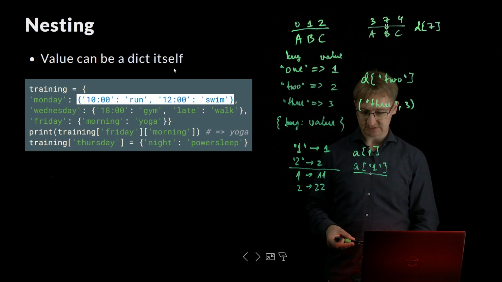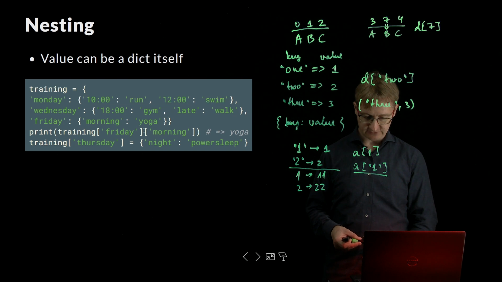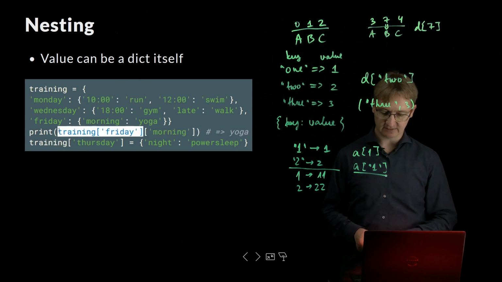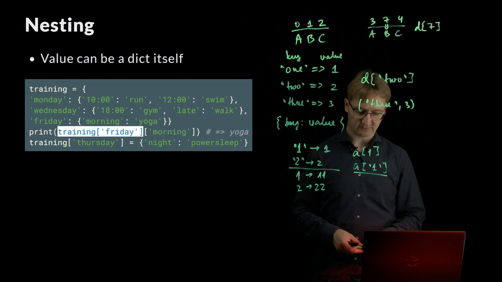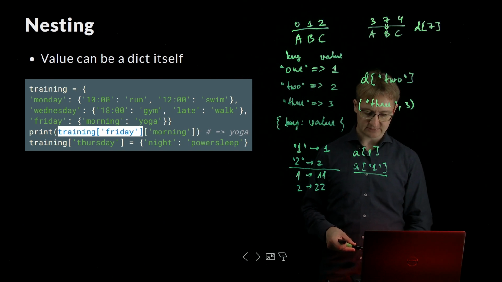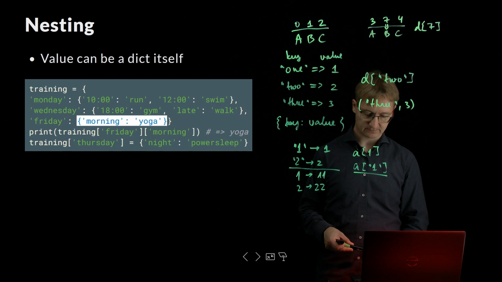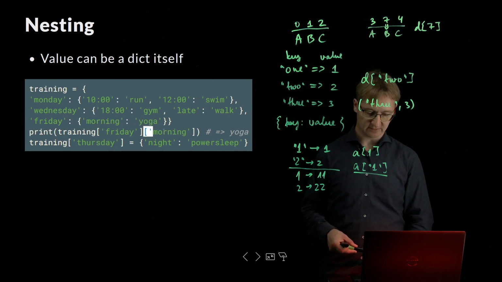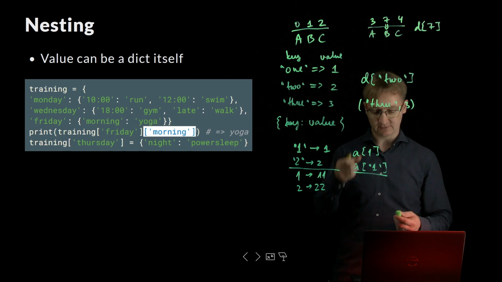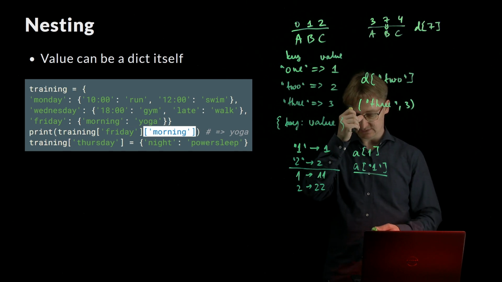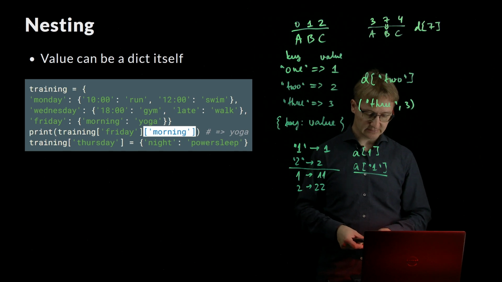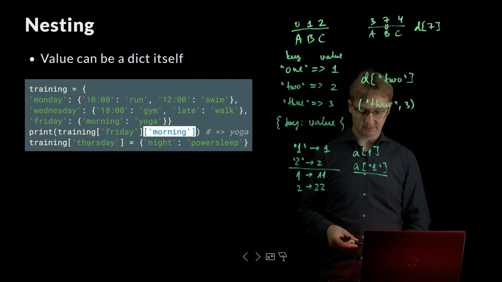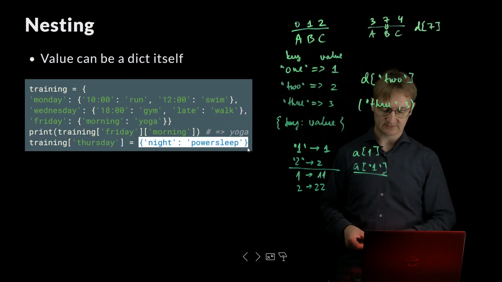And for example, just to get a certain value, I first use the dictionary training in the position of Friday. This points me to this dictionary here. And now from this dictionary I ask what's the value of morning, and then I see that the value is yoga. And also I can add, for example, Thursday was empty, now I just add a new activity for this Thursday.